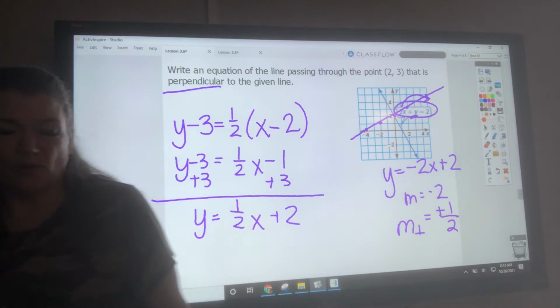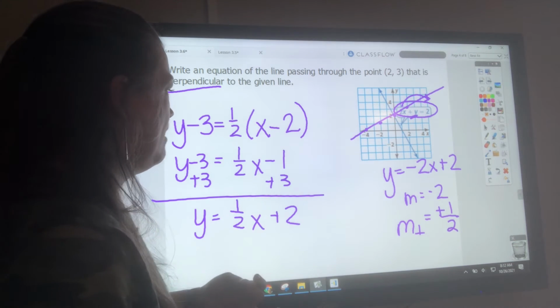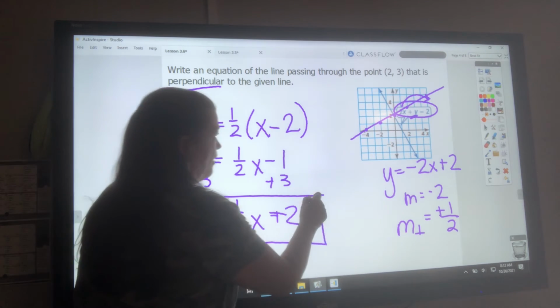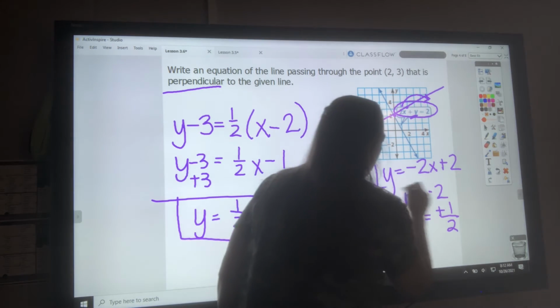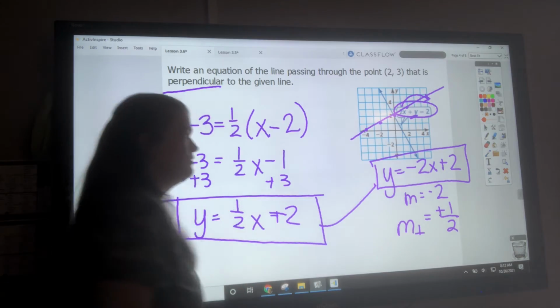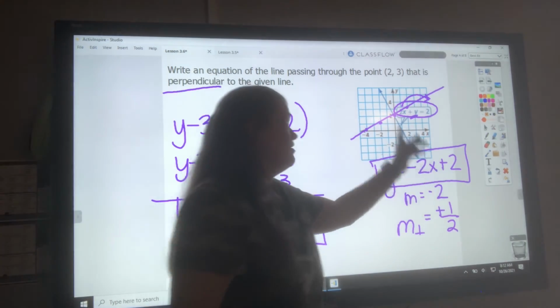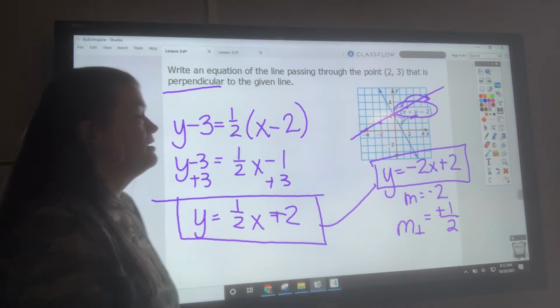So there you go. You can see that they're perpendicular. You can see that they make a right angle. You can see that our slopes are not the same for these two lines. They're opposite reciprocals. They do have the same y-intercept. That is also the point where they intersect.